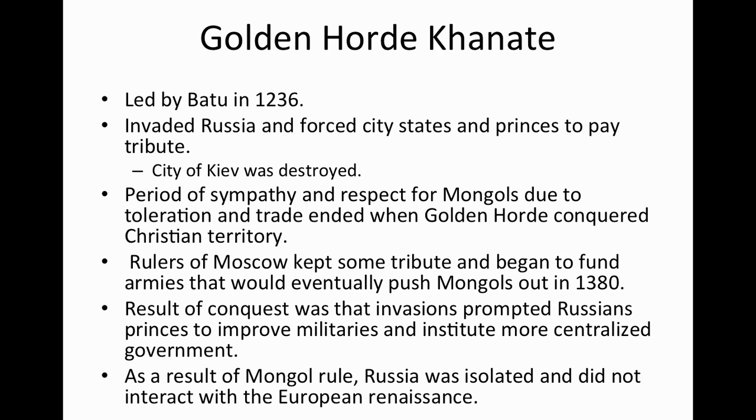The Golden Horde Khanate, they took over Russia. They were led by Batu in 1236. He invades Russia and he forces city-states and princes to pay tribute. Remember, the Mongols had a very hands-off governing philosophy here. There was a lot of respect for Mongols due to toleration and trade, but as time would go on, those rulers of Moscow would start to skim off the top and take some of that tribute and fund their own armies. Eventually, the Mongols would be pushed out by 1380.